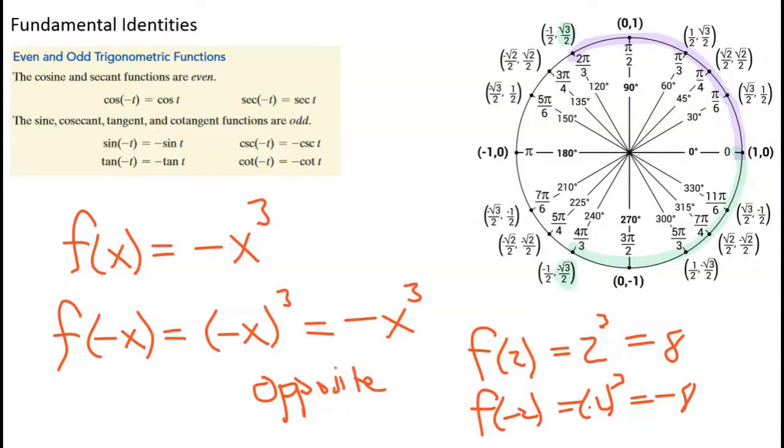Now, why in the world would you need to know if a trig function is odd or even? Okay, I have a good answer for that.